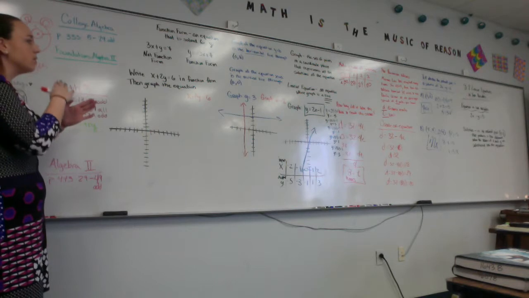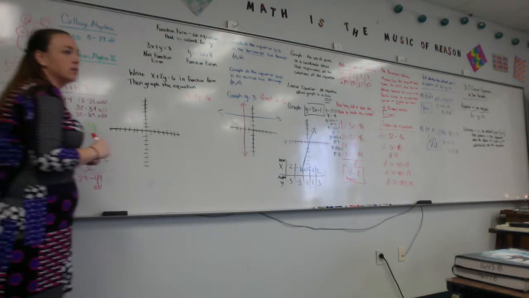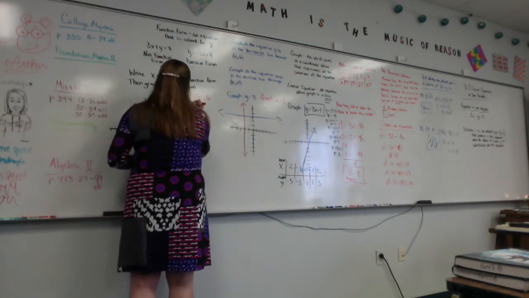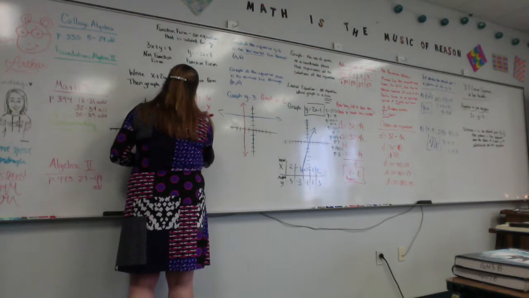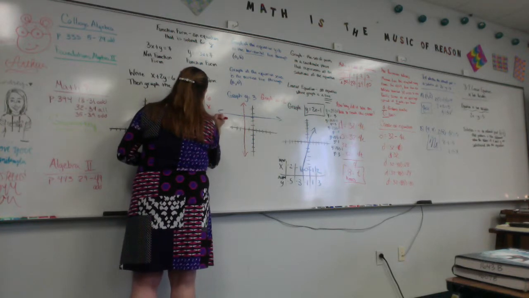Yes, so how do I get rid of x? What do I have to do with x? You have to subtract x. Okay? So I'm going to get 2y equals negative x plus 6.